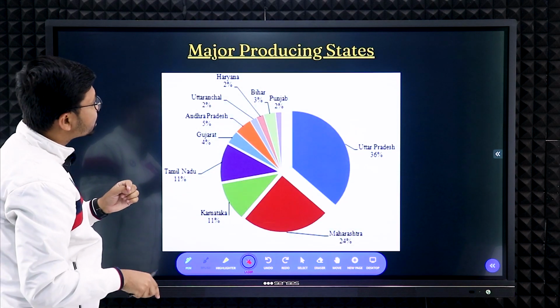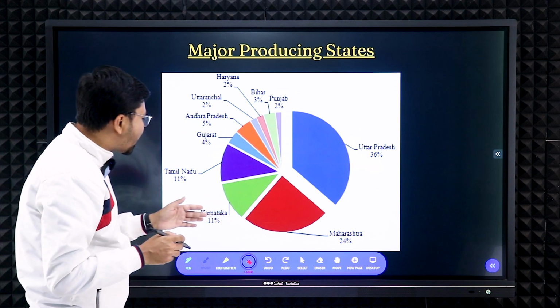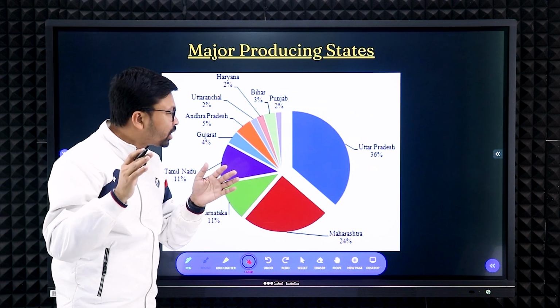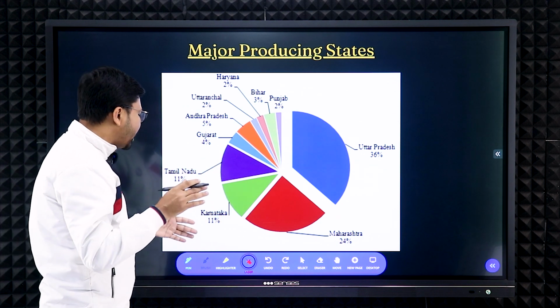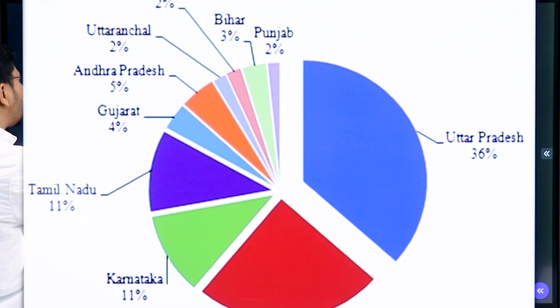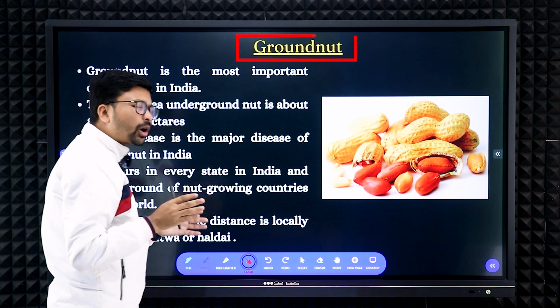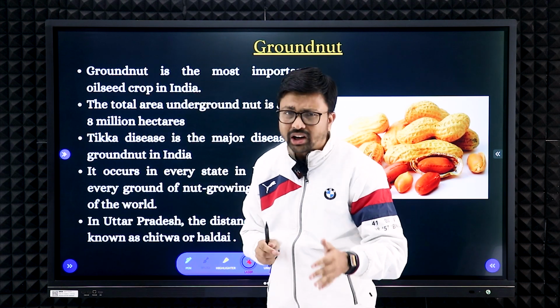Next, here you can see the major sugarcane producing states. Obviously that is Uttar Pradesh and Maharashtra. Those are the two famous sugarcane producing states in India. Along with that, Karnataka and Tamil Nadu are the other states, and the southern part of India is also getting popular for sugarcane cultivation, right?